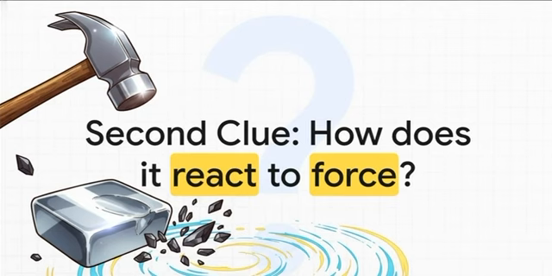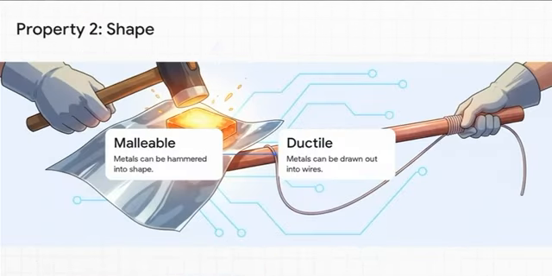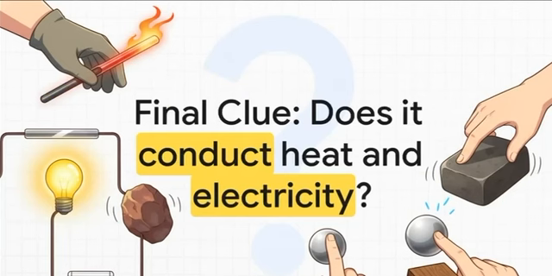Okay, clue number 2. Let's get a little more hands-on. What happens if you take a hammer to our mystery substance? Is it going to shatter into a million little pieces? Well, if it's a metal, it's definitely not going to shatter. Instead, it'll just bend and change shape. This reveals two really key properties. Metals are malleable, which means you can hammer them into thin sheets. Think aluminum foil. And they're also ductile, which means you can stretch them into thin wires, which is perfect for all our electrical wiring.